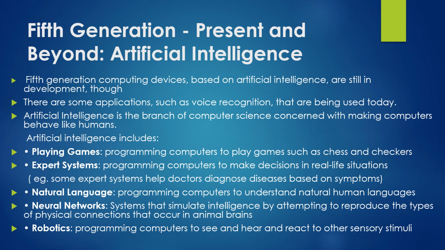And then neural networks, systems that simulate intelligence by attempting to reproduce the types of physical connections that occur in animal brains. And robotics, programming computers to see and hear and react to other sensory stimuli.